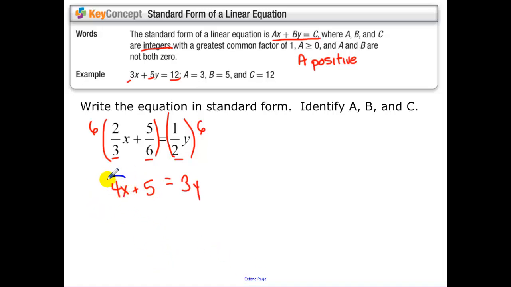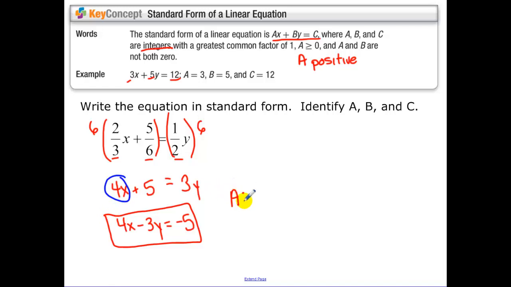Now I need a to be positive. So this 4x term has to be positive. So I'm going to leave it on the left side. What I'm going to do is I'm going to subtract the 3y over. I'm going to subtract the 5 over. So then this is our standard form, where a is equal to 4, b, the coefficient on the y term, is negative 3, and our c term is negative 5.